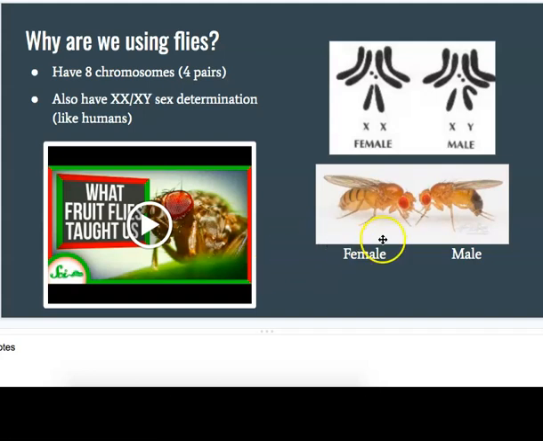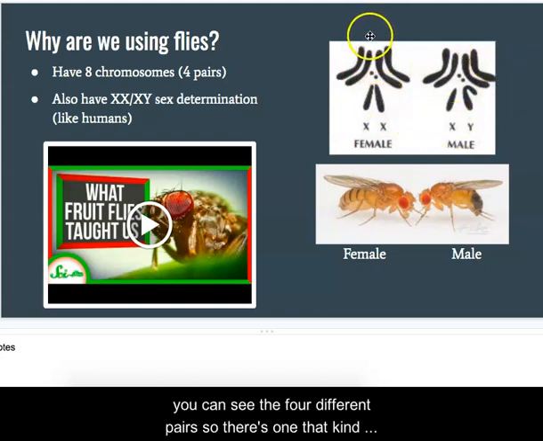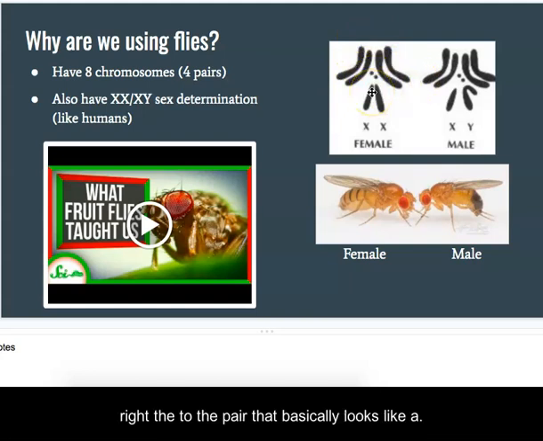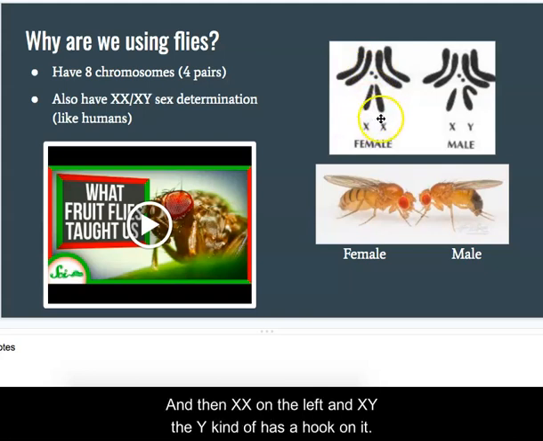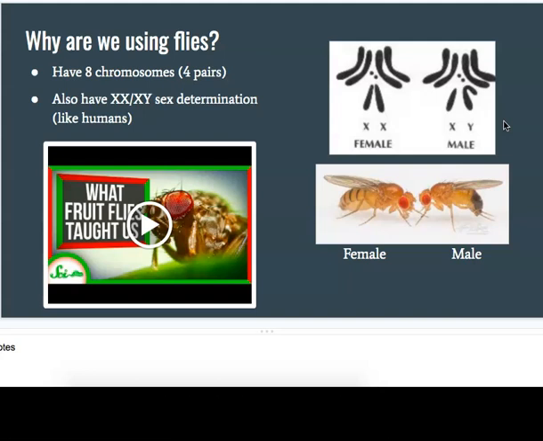All good things. You can see on the right here a karyotype, or that picture of chromosomes for the fruit fly. You can see the 4 different pairs. So there's one that swings to the left. There's one that swings to the right. The pair that basically looks like a dot, and then XX on the left, and XY, the Y has a hook on it, on the right. So that's what a fly karyotype ends up looking like. And if you remember, we drew our own in the last entry. So that's kind of what that looks like.